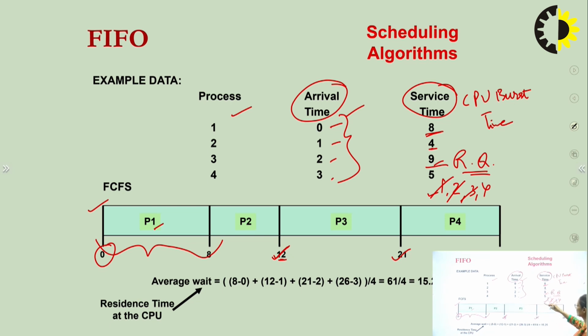And the last process is 4, whose CPU burst time is 5. So when it leaves the system, the finish time is going to be 26. So this is the Gantt chart according to the FIFO or FCFS algorithm.